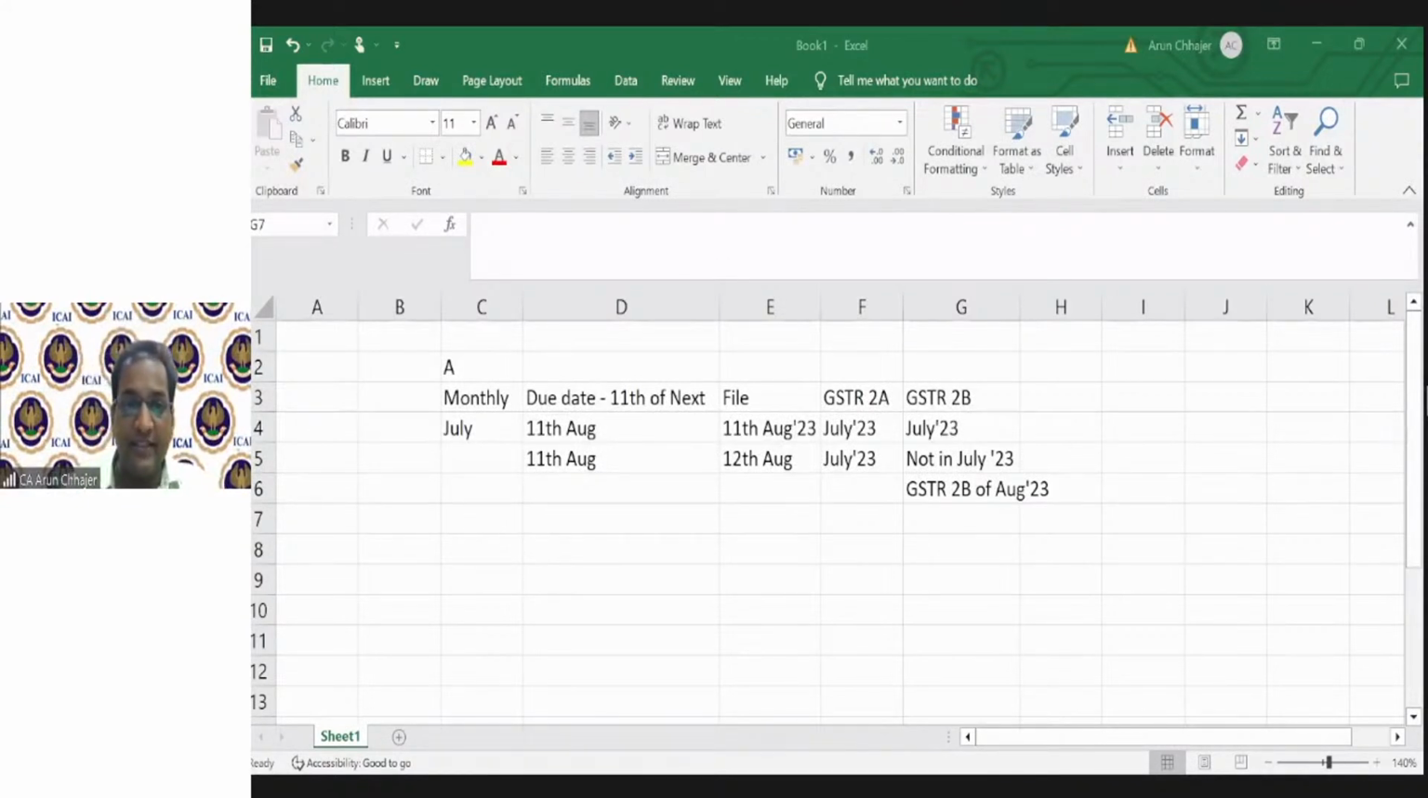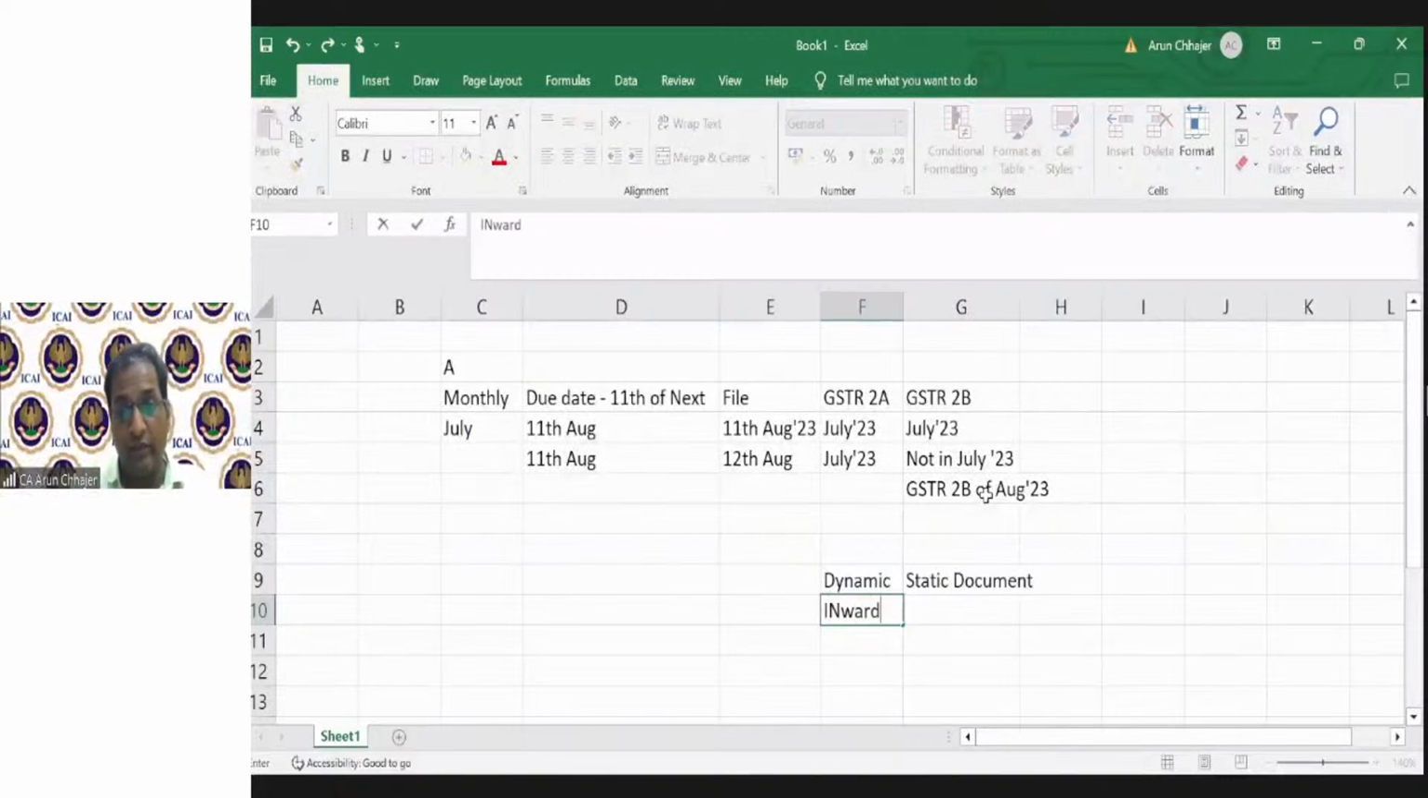So if I have to state the difference, I can say GSTR2A is a dynamic document and GSTR2B is a static one. It is only showing inward supply, no impact on ITC, and ITC is to be taken based on GSTR2B.